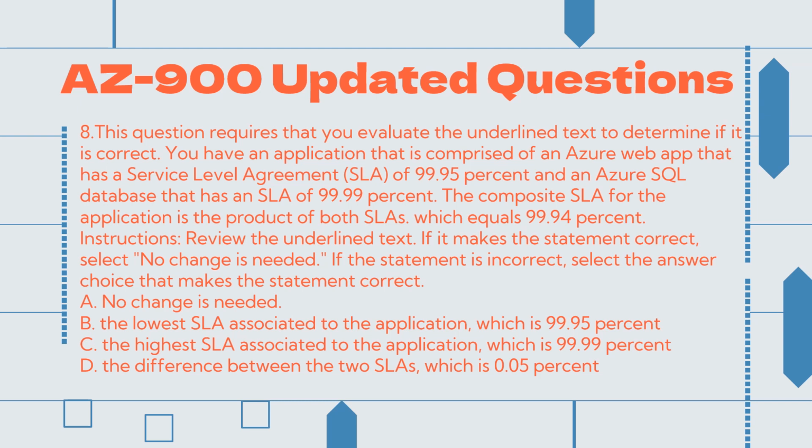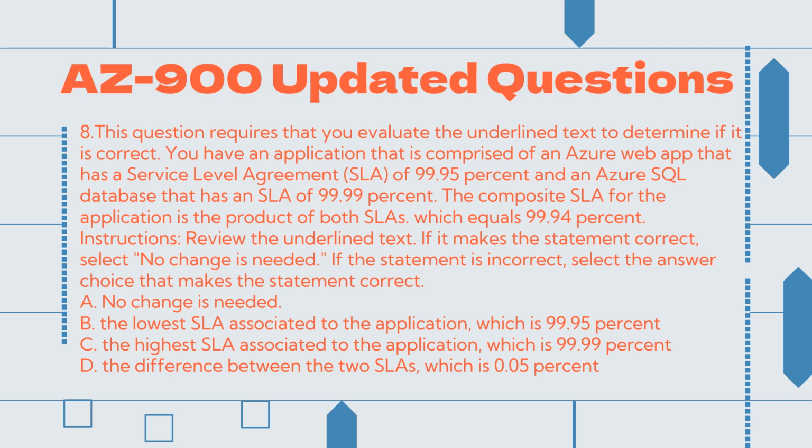8. This question requires that you evaluate the underlined text to determine if it is correct. You have an application that is comprised of an Azure Web App that has a Service Level Agreement (SLA) of 99.95% and an Azure SQL database that has an SLA of 99.99%. The composite SLA for the application is the product of both SLAs, which equals 99.94%.